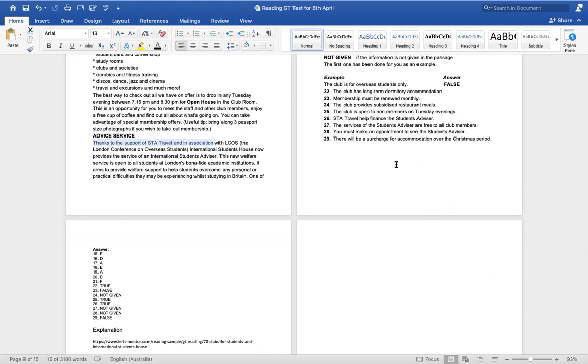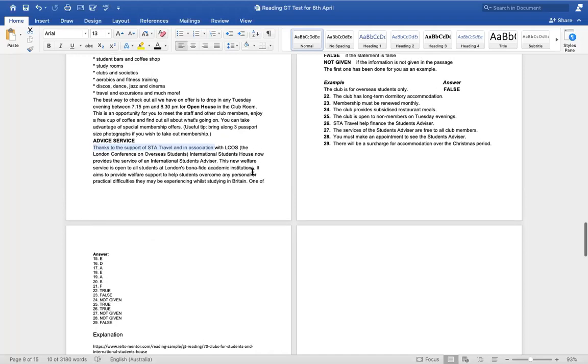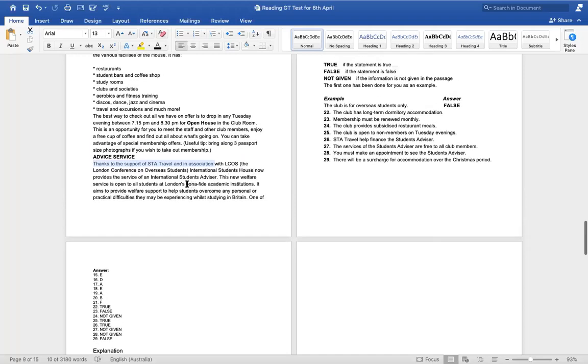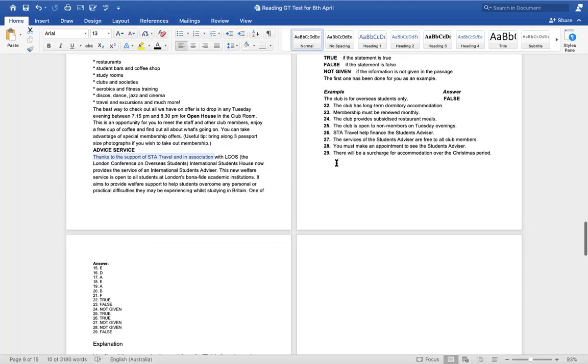Then 27, the services of the student advisor are free to all club members. So this new welfare service is free. So that is 27. Nothing about payment is given. So it's open to all students, or all students at London's bona fide academic institution. So nothing about payment is given. So the answer is not given.